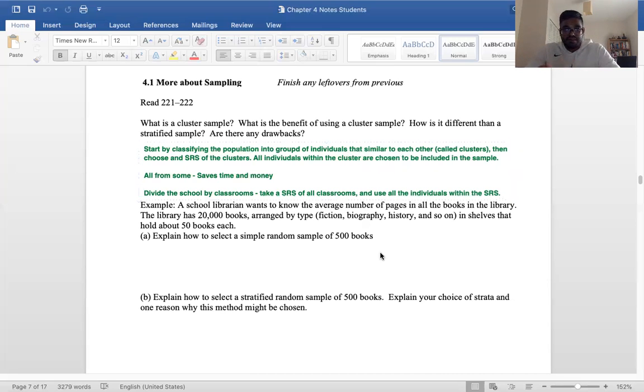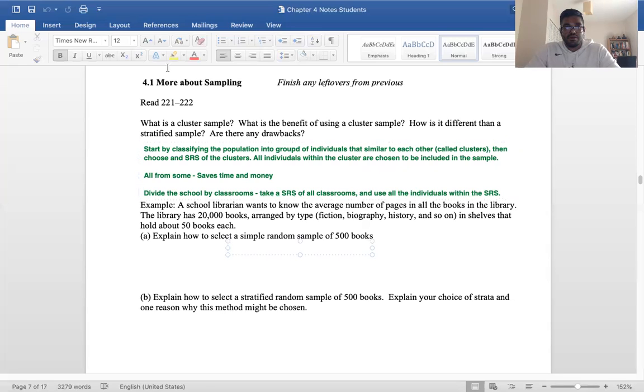All right, so we've got a couple examples here. The school librarian wants to know the average number of pages in all types of books in the library. The library has 20,000 books arranged by type, and shelves that hold about 50 books each. Okay, so explain how to select a simple random sample of 500 books.